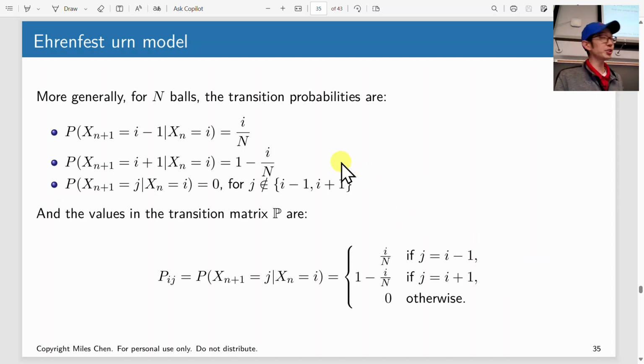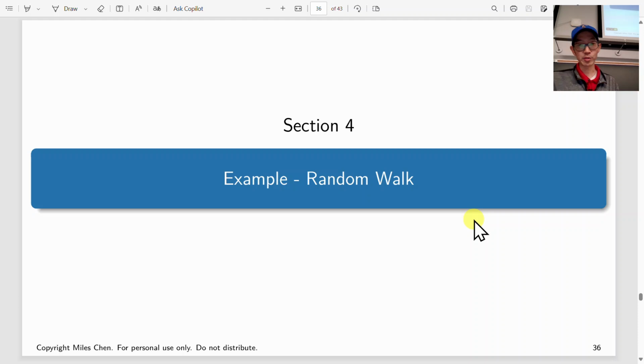Okay. So in general, if your system has a total of N balls, then the probability of going from i to i minus 1 is going to be i over N. This means you selected one of the i balls that are currently in urn A, and that's going to happen with probability i over N. And then the probability of selecting a ball from urn B and moving it to urn A is basically what proportion of the balls are in urn B, and that's going to be 1 minus i over N. So those are your two transition probabilities. And then basically zero probability of anything else, because either we're going to move one ball from A to B or one ball from B to A. So that's the Ehrenfest urn model.